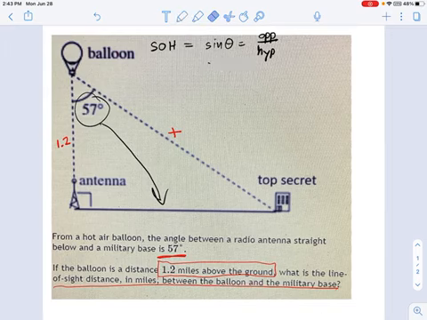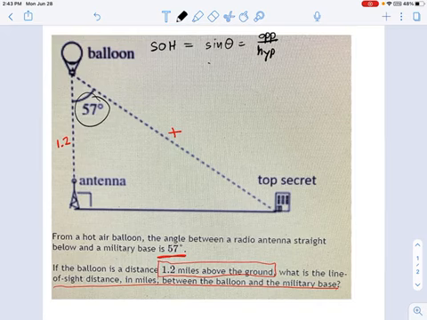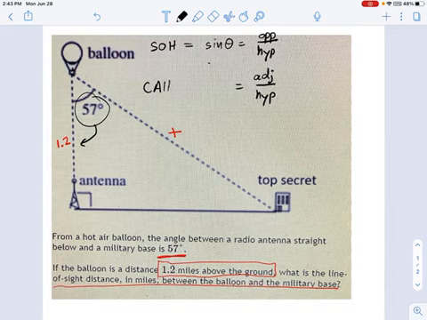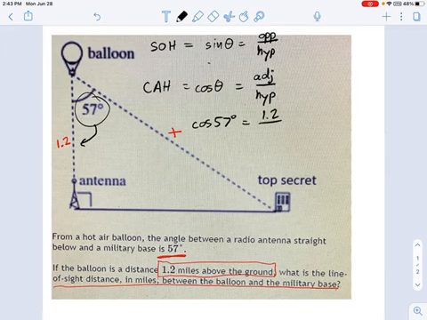I want something else. I want to know what's going to relate x to 1.2. Now, x is the hypotenuse, and 1.2 is adjacent to 57. So which one of these relationships is adjacent and hypotenuse? Well, it's not sine. You should think of cosine. SOHCAHTOA, remember? So cosine of theta equals the adjacent over the hypotenuse. That means cosine of 57 degrees equals 1.2 divided by x.